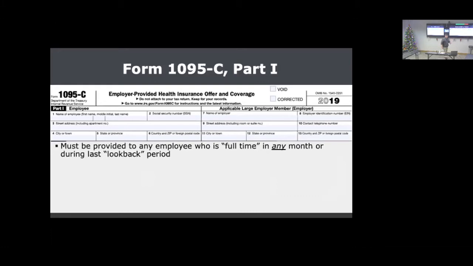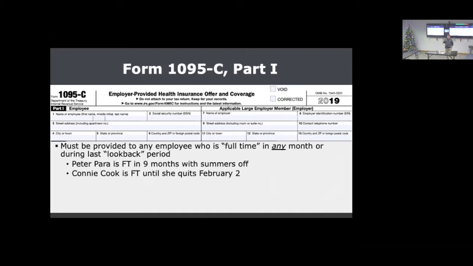So the only thing, again, that I'll repeat here is that you've got to give this form to any employee who's full-time in any month. So if you've got Peter Para, who's full-time in 9 months but has the summer off, and you have Connie Cook, who's full-time in January, but she quits February 2nd, both Peter Para and Connie Cook get the form.